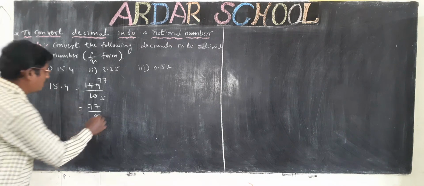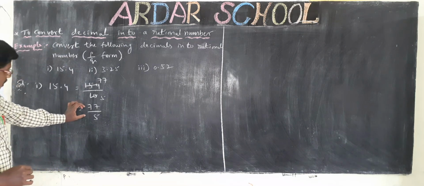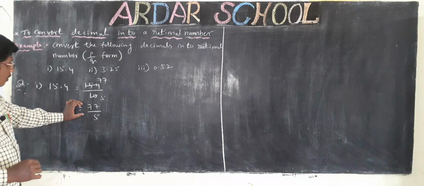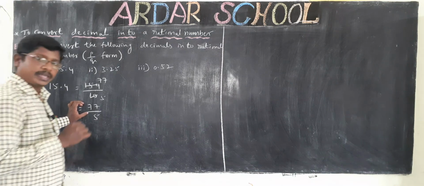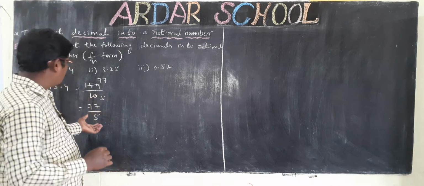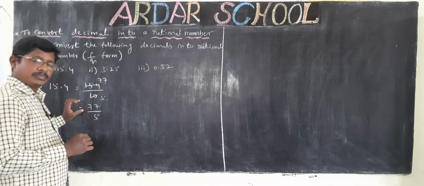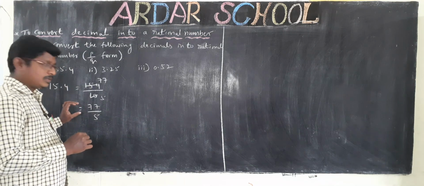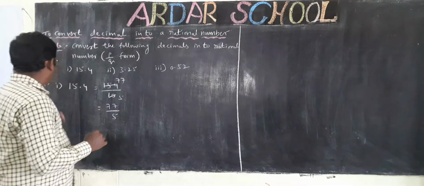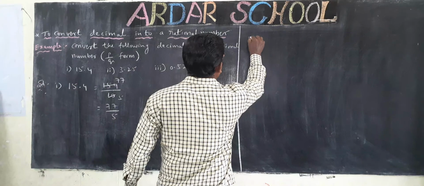This is also a rational number, since it is in the form of P by Q. The definition of a rational number is a number in the form of P by Q, where P, Q belong to Z and Q is not equal to 0. Here 77 by 5 is in the form P by Q. That's why this is also a rational number.